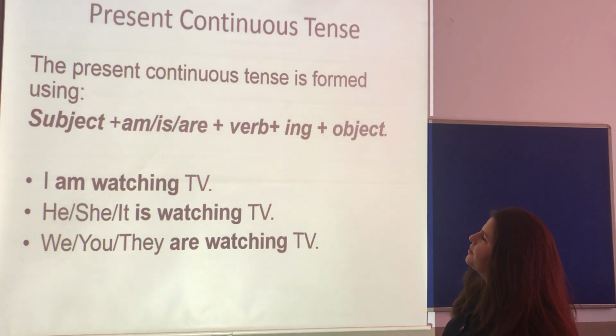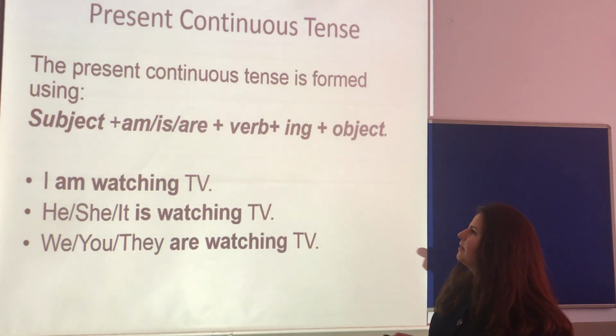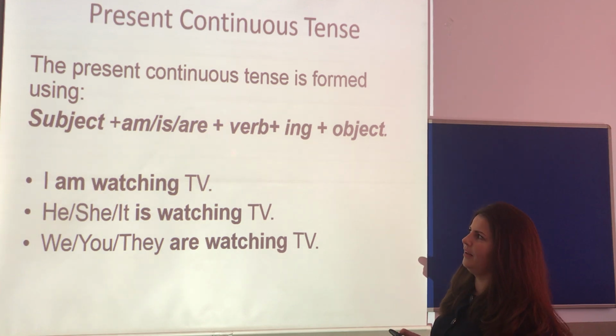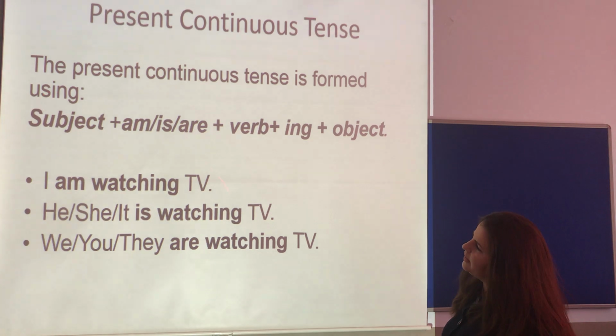The present continuous tense is formed using subject plus the verb to be for different persons plus verb plus ing plus object. Well, I'm sure you'll be thinking, this is too complicated. It looks like a grammar formula. Well, let me put it in a simple sentence and explain it for you.